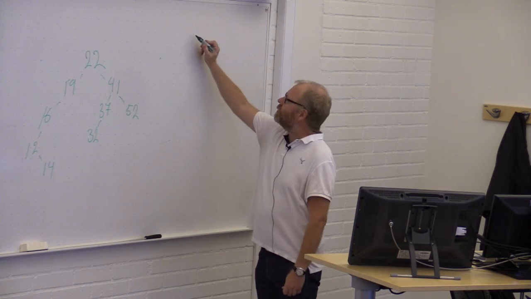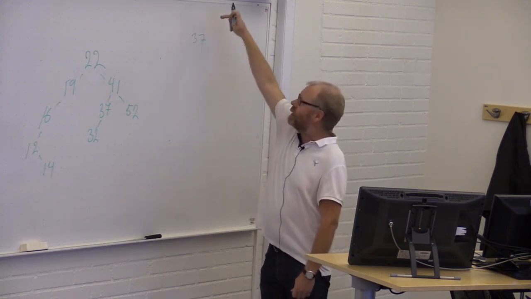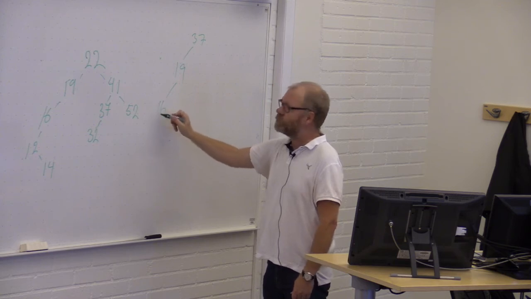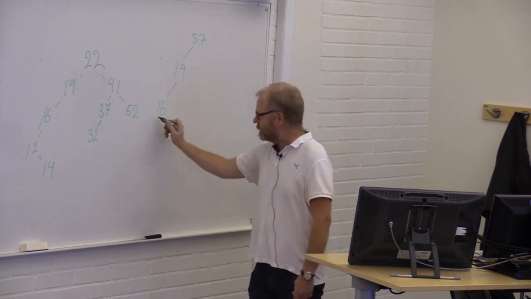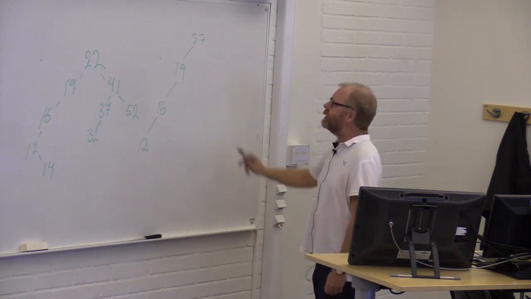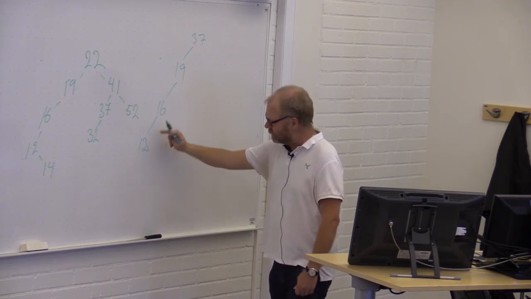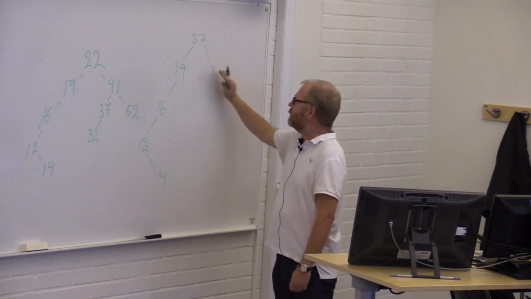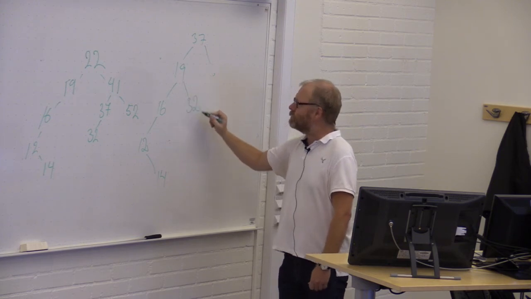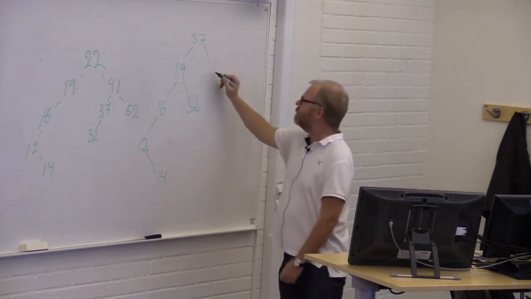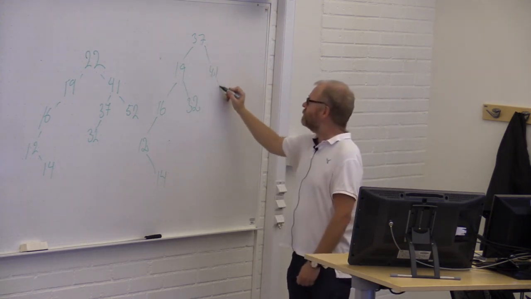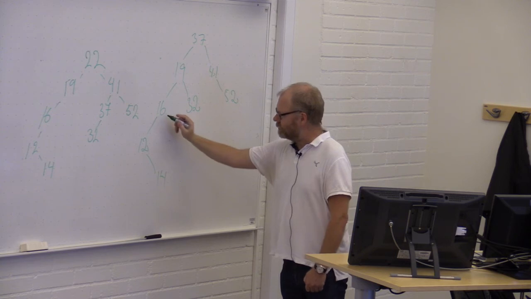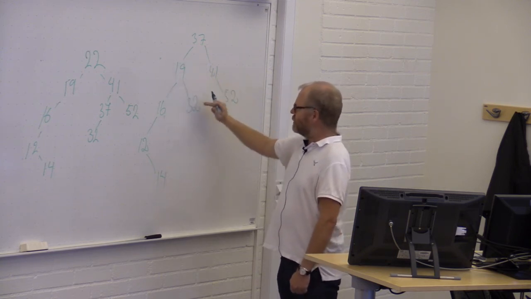The first one is, of course, always the root. 37, 19 is smaller. 16, smaller, 12, smaller, 14, smaller, larger, 32, no, 41, 52, 22, smaller, oh, sorry, larger, smaller.